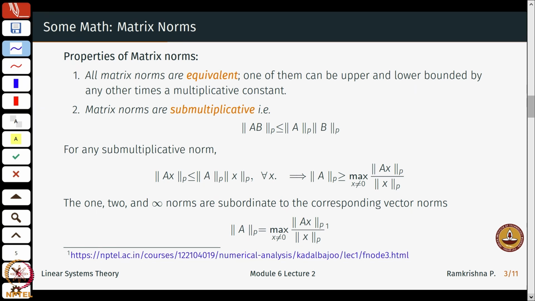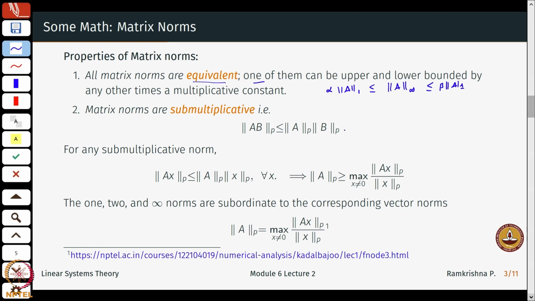So what are the properties of norms defined on a vector space that will translate to norms on matrices? One thing is obvious, that all norms are equivalent, like we proved in the vector space case. What does equivalence mean? That one of them can be upper and lower bounded by any other times a multiplicative constant. Say the one norm can be upper bounded and lower bounded by the infinity norm with some numbers alpha and beta here.